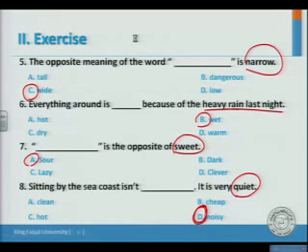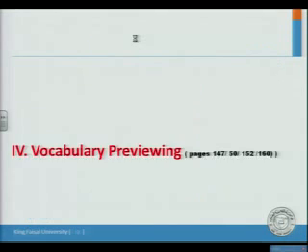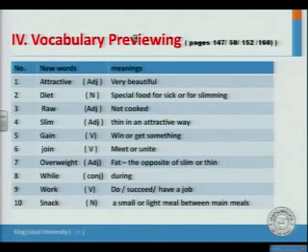Now let's move here to previewing vocabulary. And here vocabulary we have from different pages. When I tell you that this exercise is about vocabulary, it means to go back to the yellow book. If you didn't have the yellow book, I put them here in this table. These are the pages you might go back to, but no need because everything is here in the table.